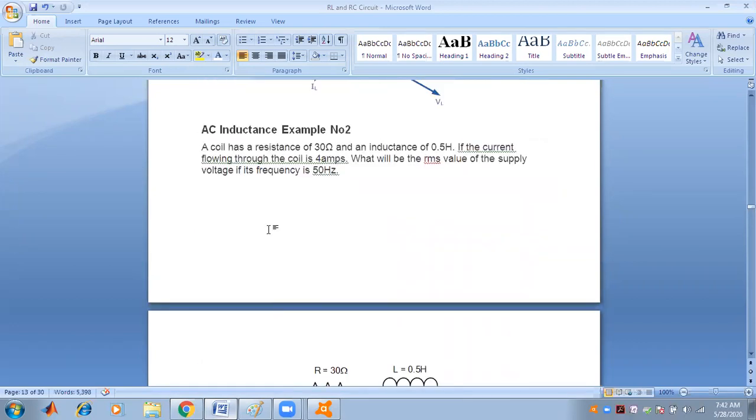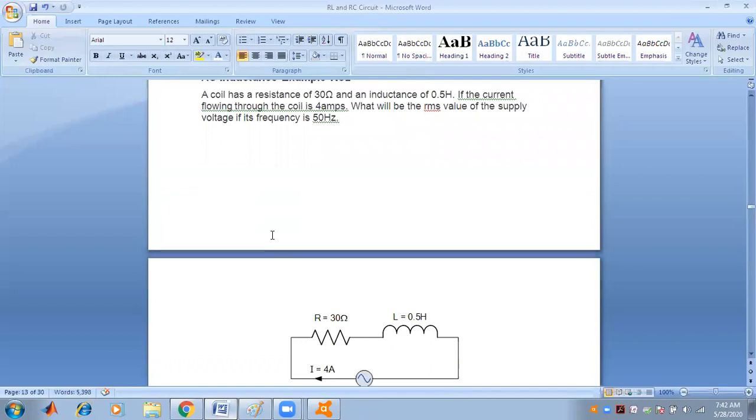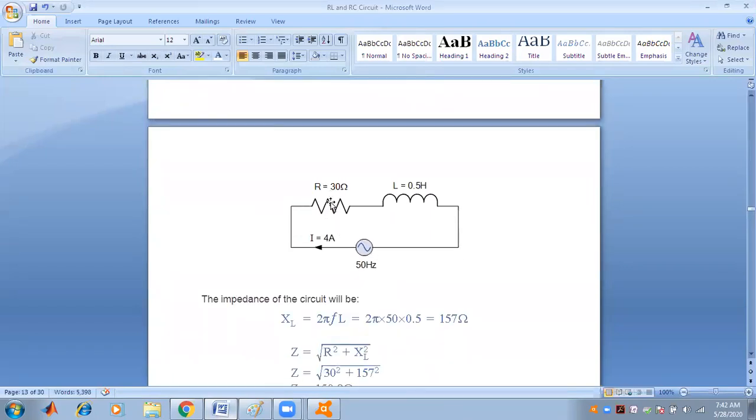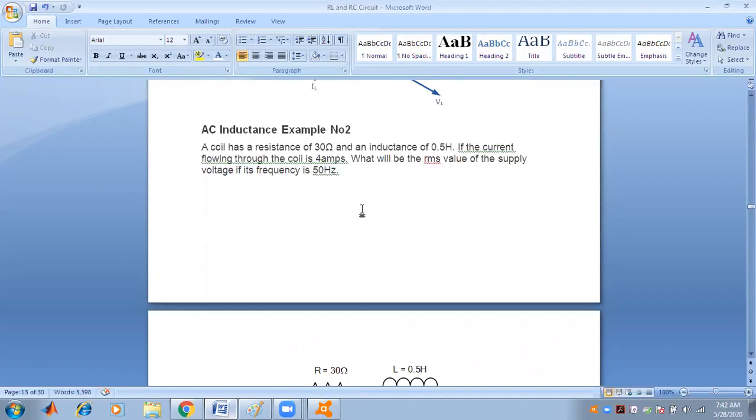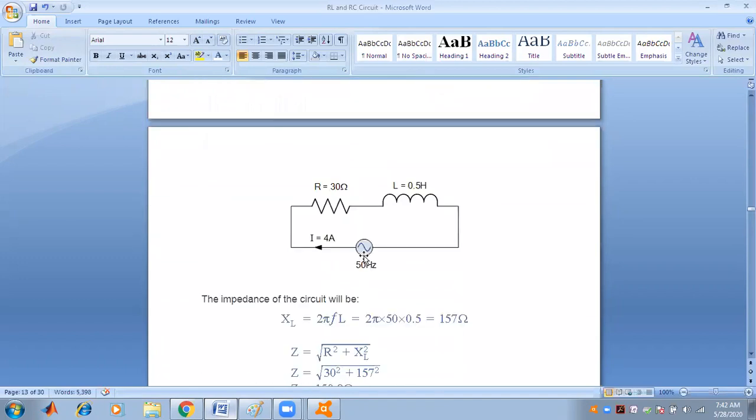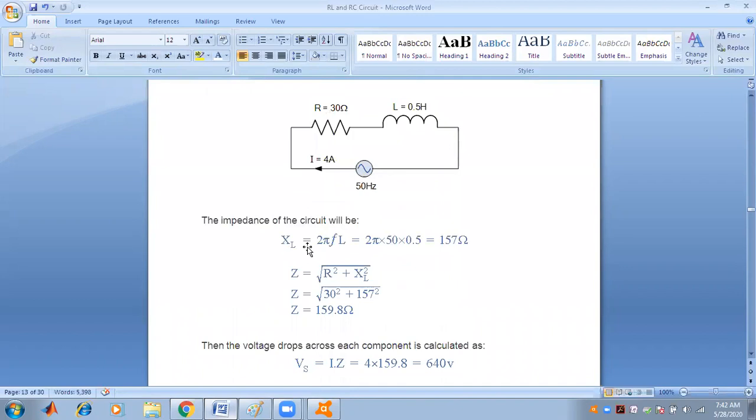So another example is given: a coil has a resistance of 30 ohm and an inductance of 0.5 henry. If the current flowing through the coil is 4 amperes, what will be the RMS value of the supply voltage if the frequency is 50 hertz? So here R is 30, L is 0.5, the current I flowing through the circuit is 4 ampere, and supply is 50 hertz. So what is the impedance?